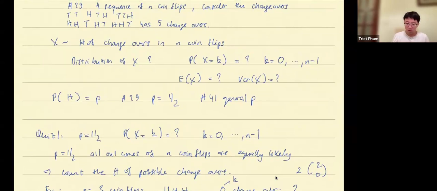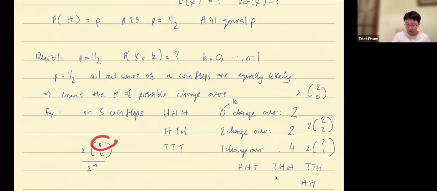Because it takes 2 coins, right? It takes 2 consecutive coin flips to produce 1 changeover. So it's kind of like the gap between the coin flips, if you will, the space between the coin flips. But it takes two consecutive flips to produce 1 changeover. So that's why it's n minus 1. And it's that n minus 1 right here.